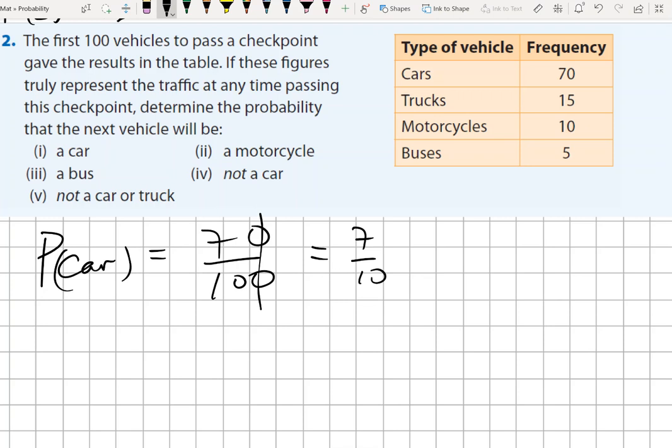Probability of a motorcycle. Okay, it's getting a bit long. We're spelling it out, so let's say MC for motorcycle is 10 over 100. Now 10 into 100 goes 10 times. Better way of doing that is cross out 2 noughts, isn't it? 1 over 10.